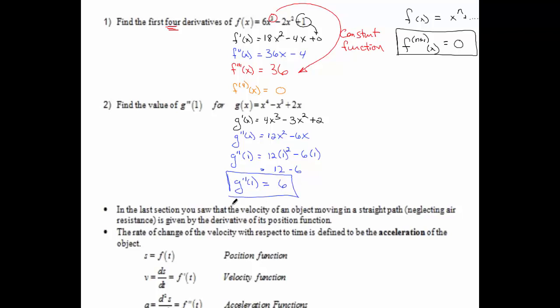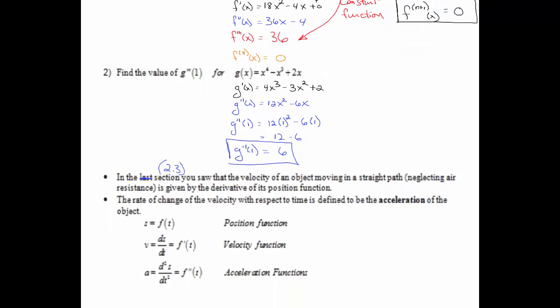Now, in the last section, which isn't truly the last section, but in section 2.3, we saw that the velocity of an object moving in a straight path, neglecting air resistance, is given by the derivative of its position function. You remember that in the position function we sometimes label that as h, or h of t, referring to height. But not all position functions are dealing with height. They could be dealing with horizontal distance or diagonal distance.